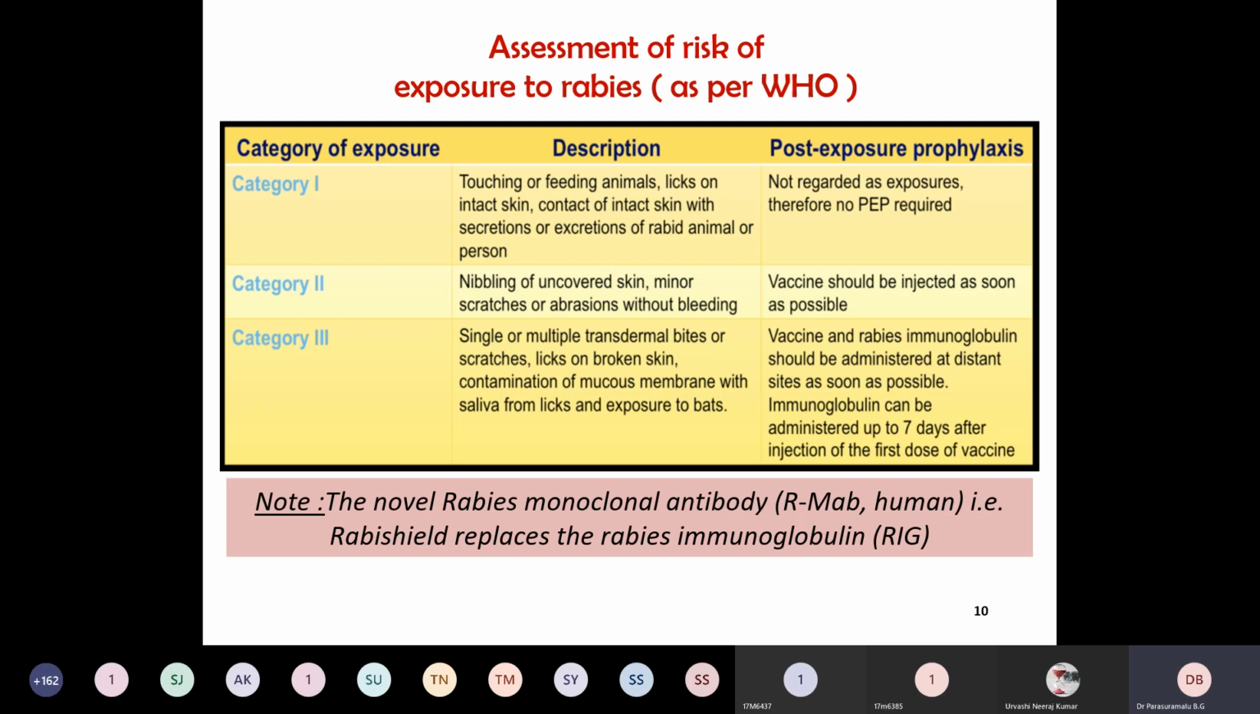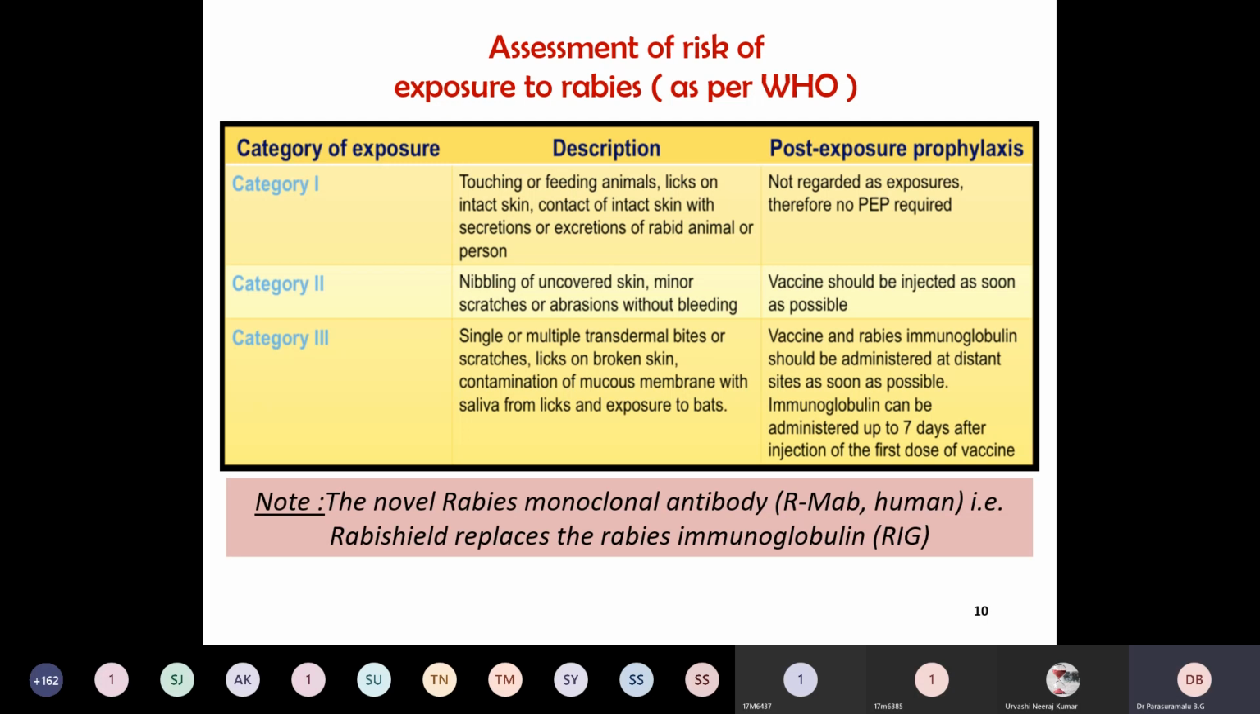Now there are certain do's and don'ts. What are the do's? Washing the wound under running tap water with soap 5 times over a period of 15 minutes is very essential, and the wound should be disinfected with povidone iodine or spirit. And as far as suturing is concerned, 1 or 2 loose sutures only if required, and only after the administration of rabies immunoglobulin or the rabies monoclonal antibodies.